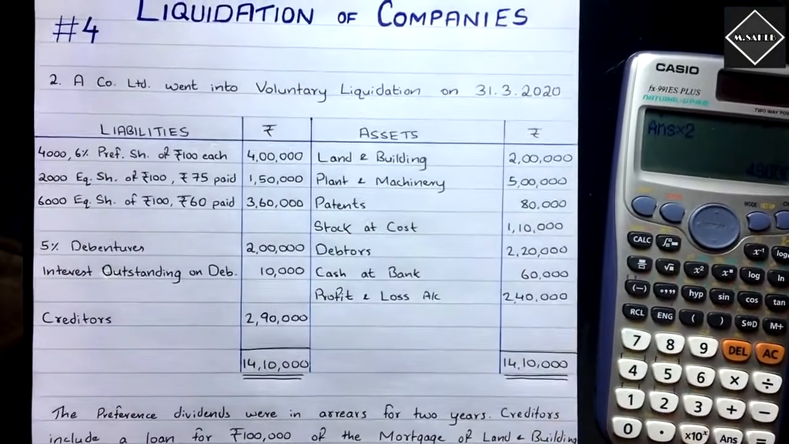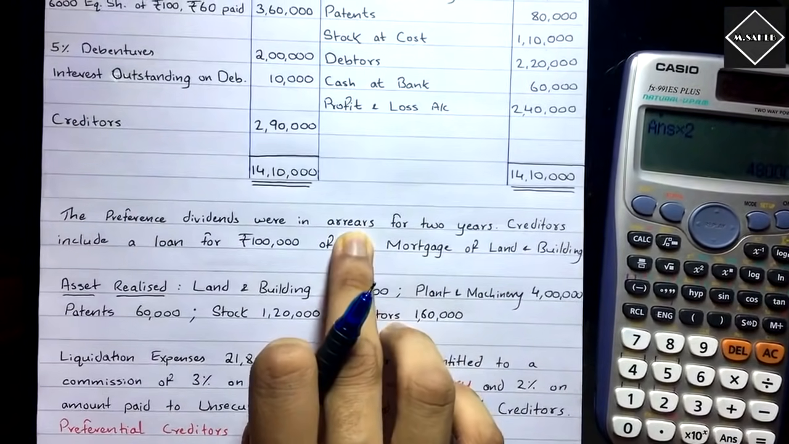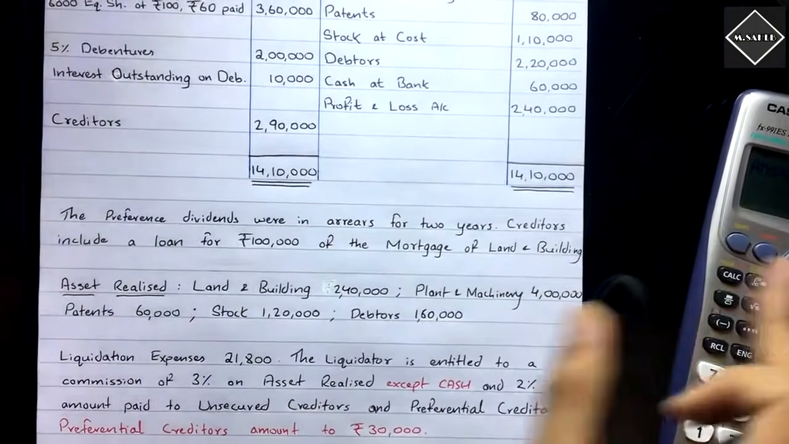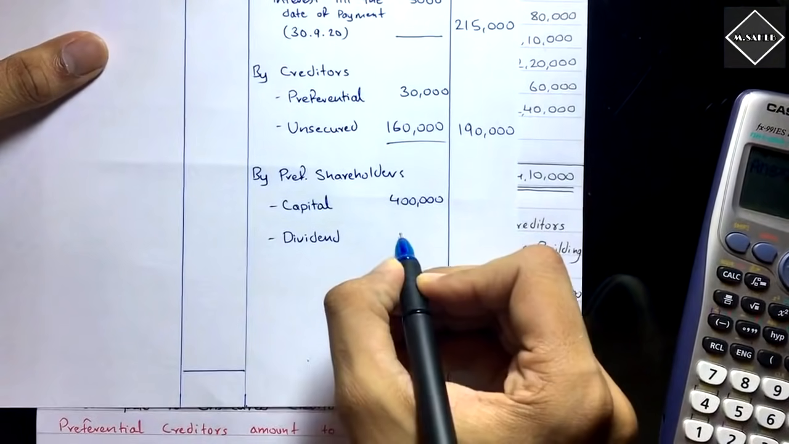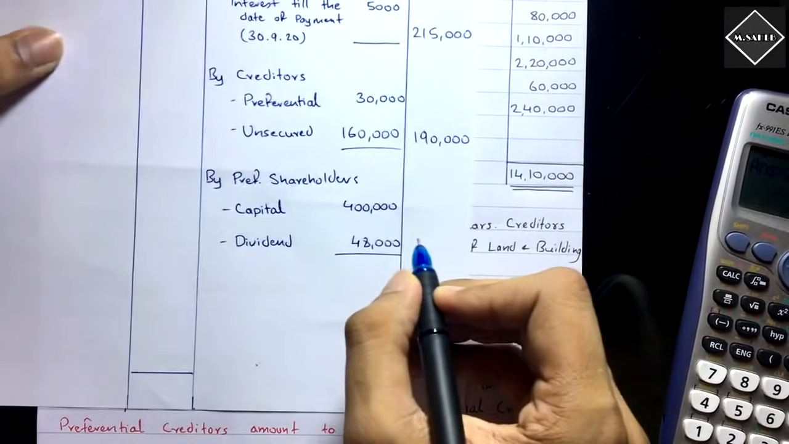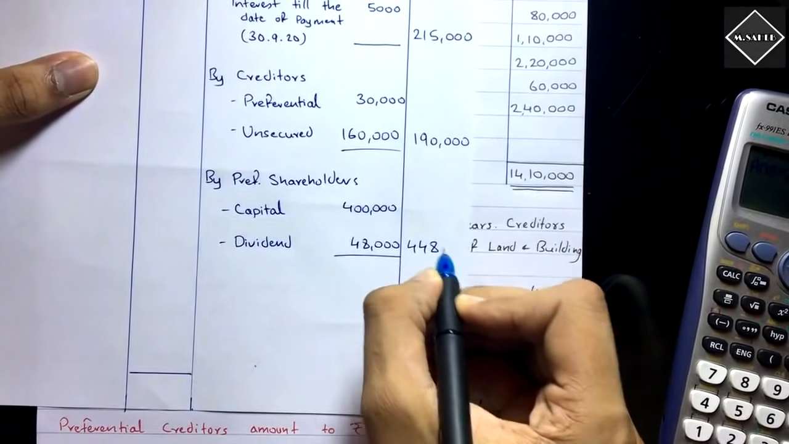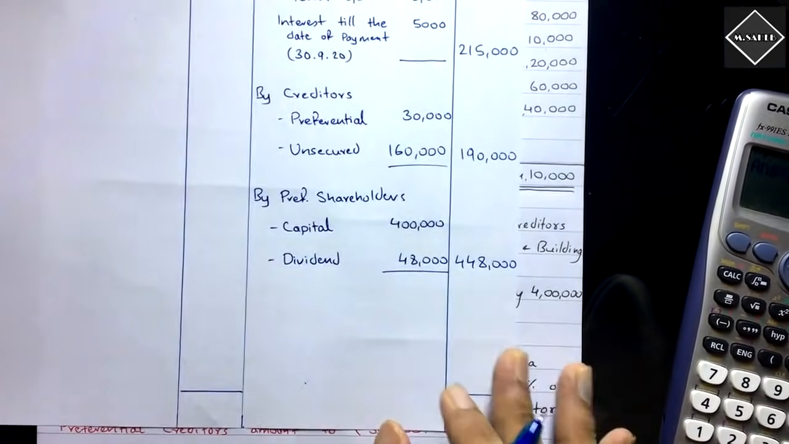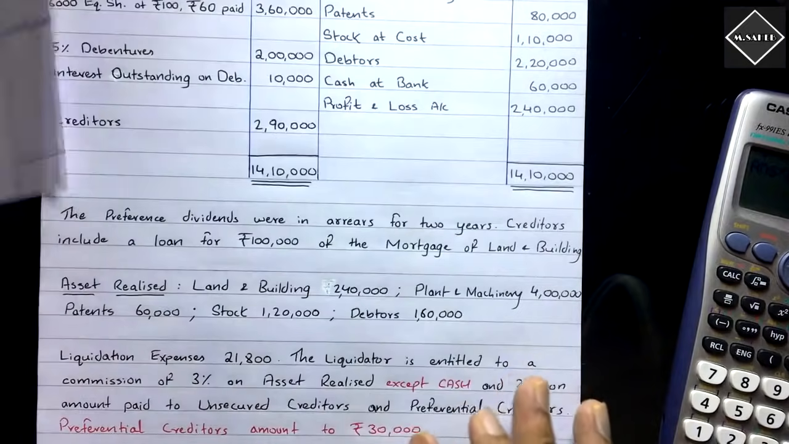2 years dividend is in arrears, right? It's outstanding. So that's why into 2, that is 48,000, that will be paid to preference shareholders. Their dividend is 48,000, right? So 4 lakh plus 48,000, it is 4 lakh 48,000. Simple. I took it out in outer column. Then everything is over, right? Everything is over, isn't it?